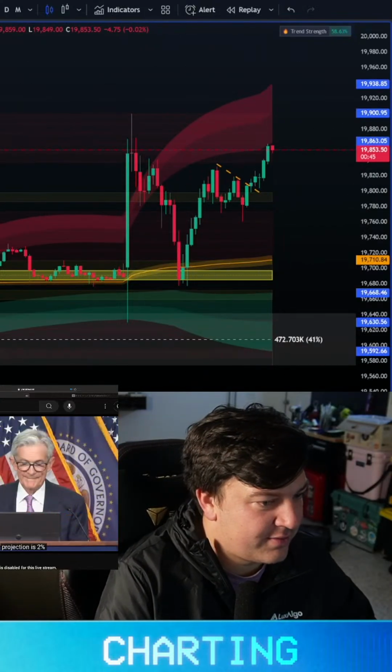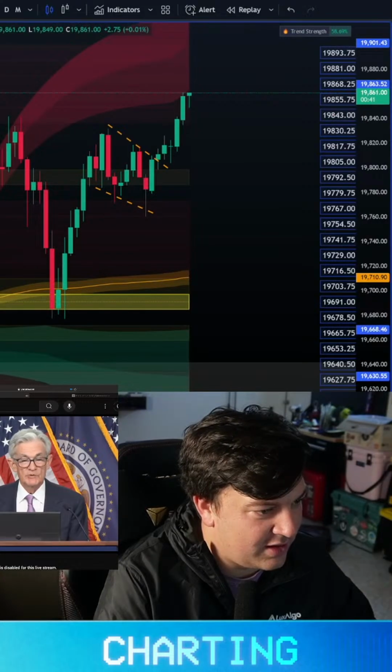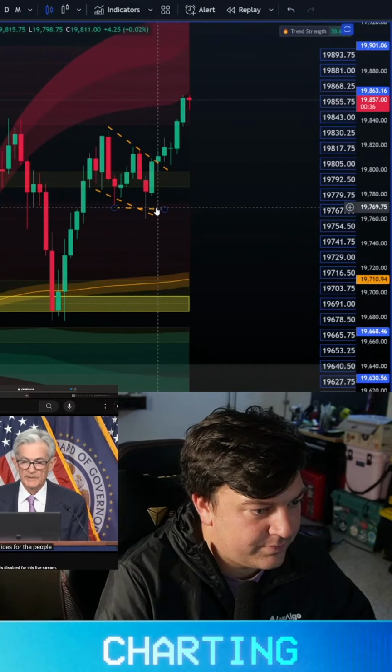Like, look at this here. Bull flag. Our monetary policy actions are guided by our dual mandate to promote maximum employment and stable prices for the American people.